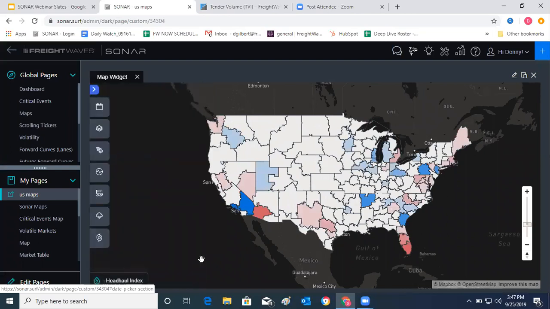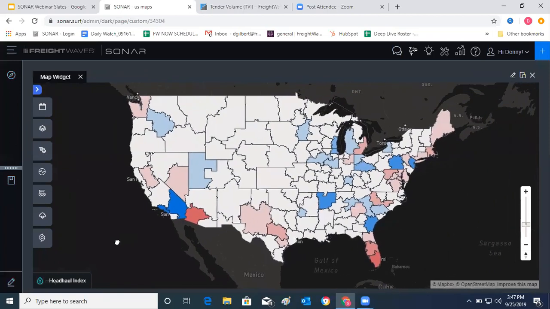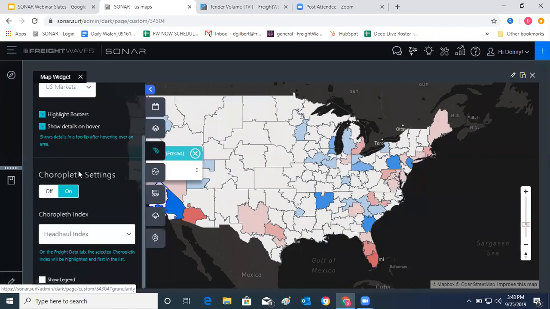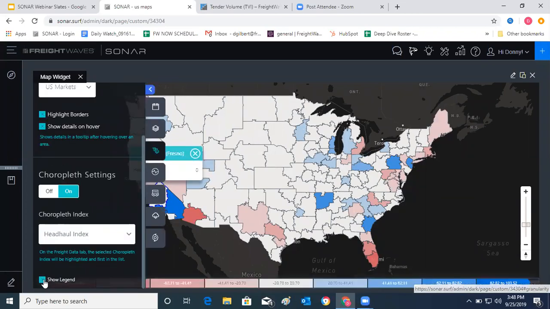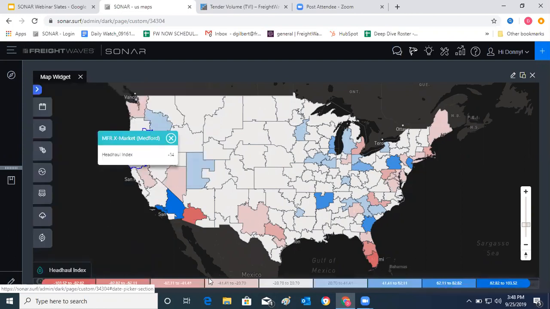Now, the Headhaul Index is a little bit different on our maps because we have both blue and red colors. The red colors are markets that are negative. That means there's more inbound volumes than outbound volumes. So therefore, you have a lot more trucks in the market than you do outbound loads. So very, very loose capacity. The markets that are here in white represent markets that are fairly neutral. When I turn my legend on here, you'll see the legend at the bottom of the page. And you'll see as the shades of dark red get darker, the higher the loose capacity is.